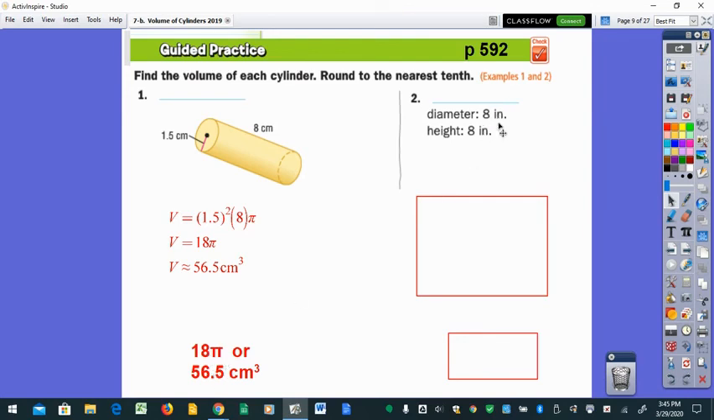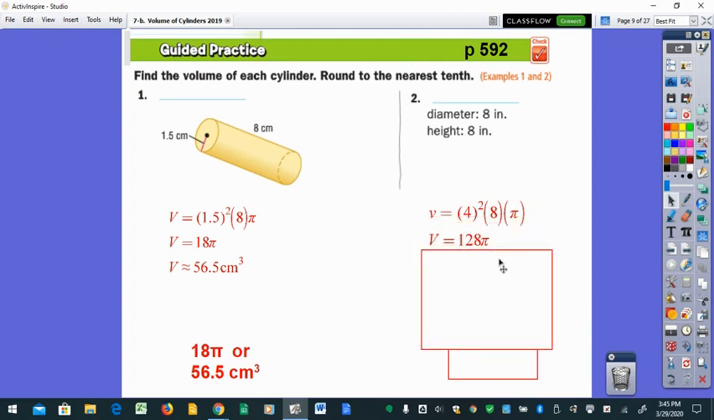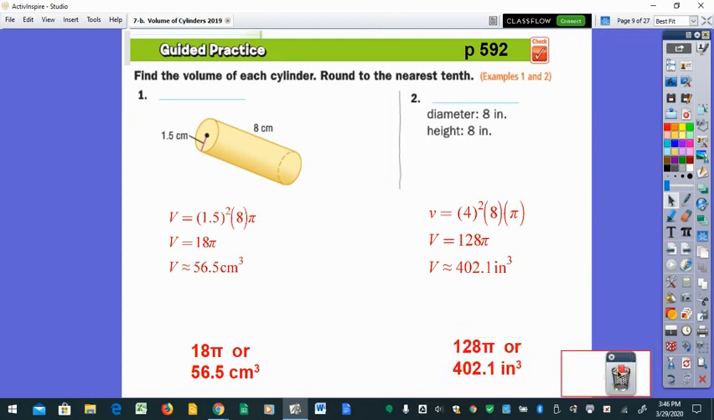Over here, be careful. They gave you the diameter, so you need to cut that in half first. So it would be 4 squared times 8. That's 16 times 8, which is 128 pi. Write that down. Now go to the calculator and multiply to get your approximate volume, which is about 402.1 inches cubed. If you need to, pause the video to check your work.